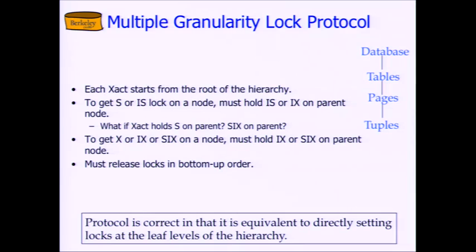To get an X or an IX or a SIX on a node, you must have the IX or the SIX on the parent. Finally, last thing, you lock things outer to inner. So first you lock the table, then you lock the tuple. You release in the opposite direction. You release this lock before you release this lock.